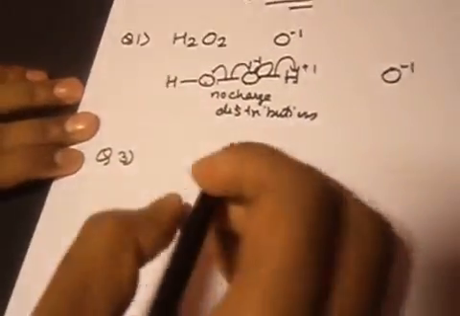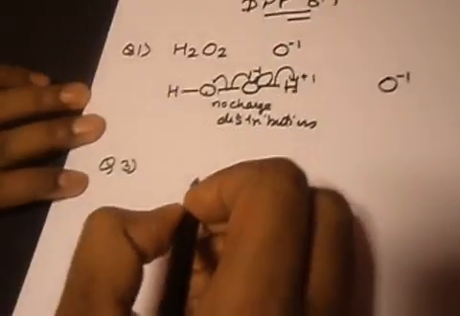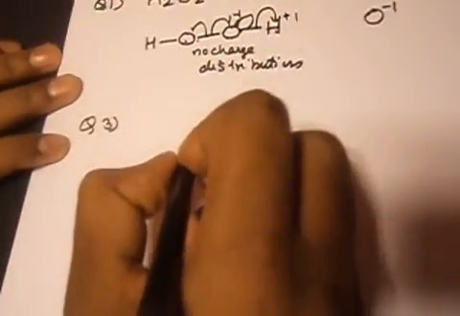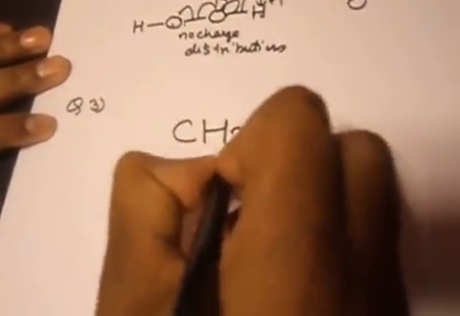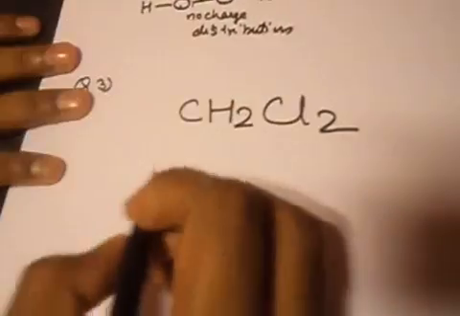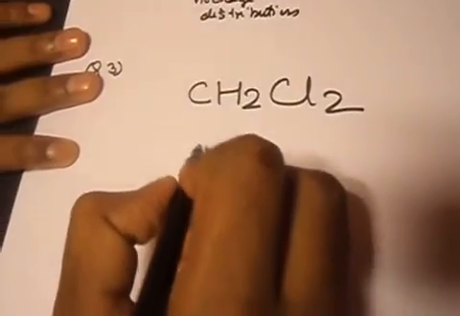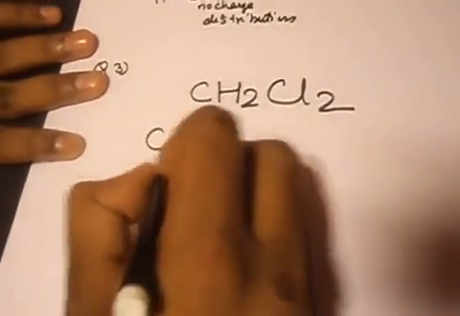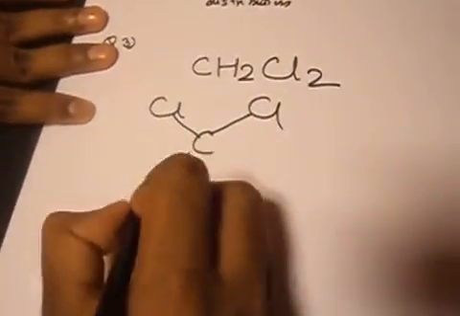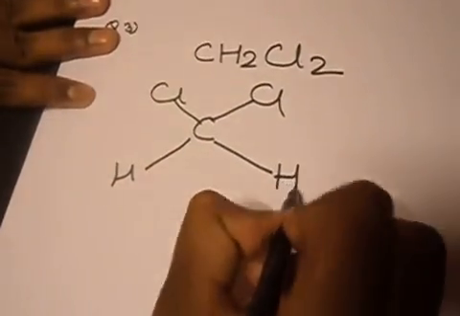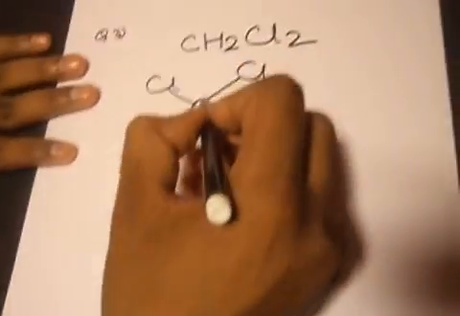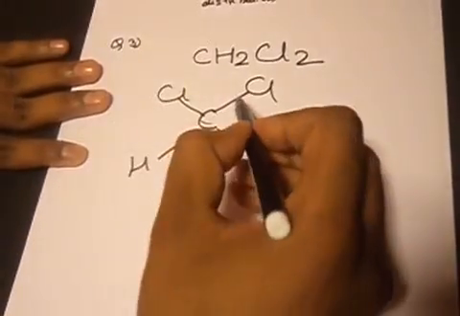Going for question number 3. I need to find the oxidation state of carbon in CH2Cl2. If I go for the structure of CH2Cl2, it would be a tetrahedral structure. I am not going for the proper structure. If I need to calculate the oxidation state of carbon, I need to cleave all the bonds.